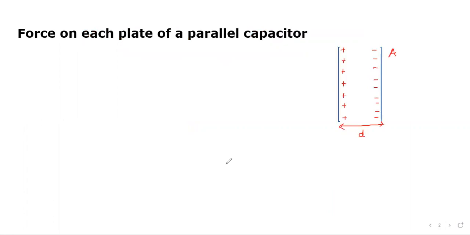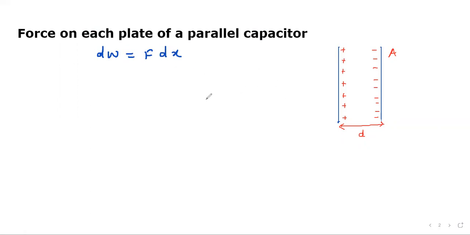Next point. Force on each plate of a parallel plate capacitor. Now, if we try to increase the separation between these two plates by a distance dx, then work will be done against the force of repulsion. So this work is dW, which is F dx.